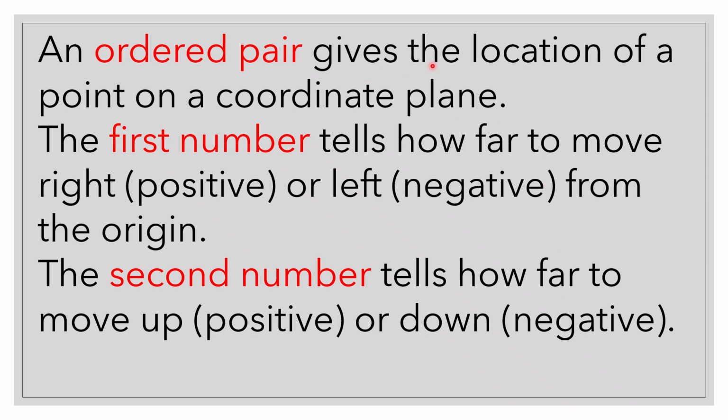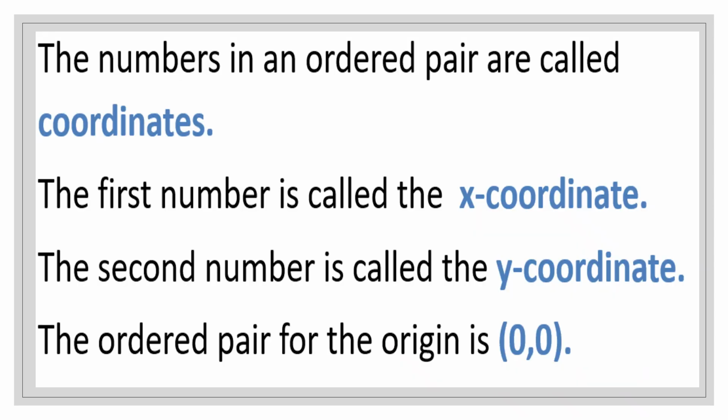An ordered pair gives the location of a point on a coordinate plane. The first number tells how far to move right, that is positive, or left, negative, from the origin. The second number tells how far to move up, which is positive, or down, which is negative. So moving up is positive, going down is negative. The numbers in the ordered pair are called coordinates. The first number is called the x-coordinate, and the second number is the y-coordinate. The ordered pair for the origin is (0, 0).